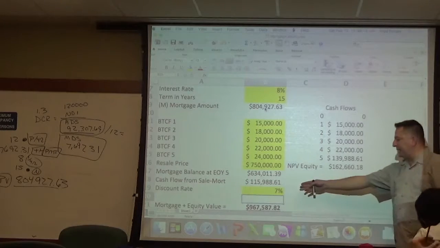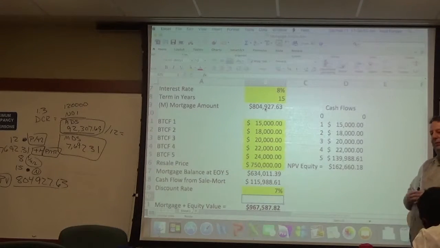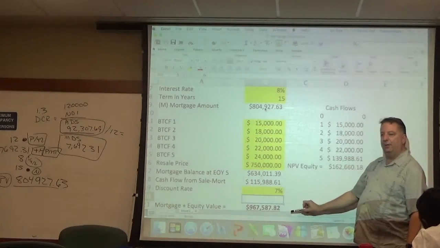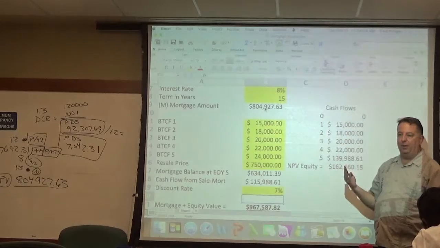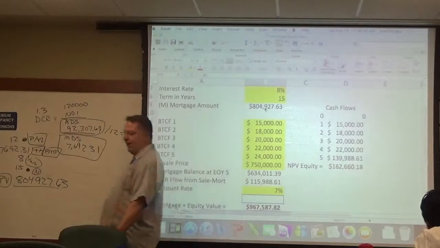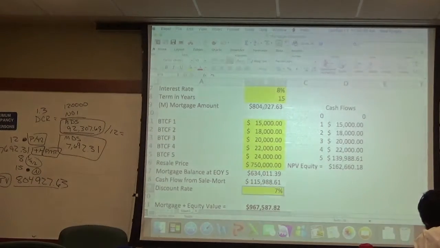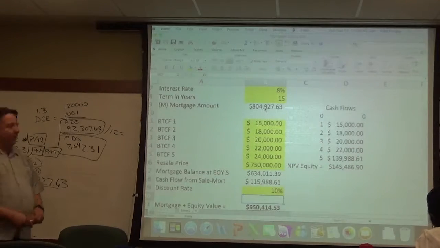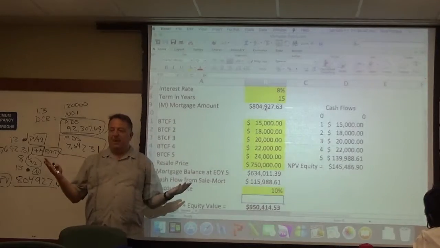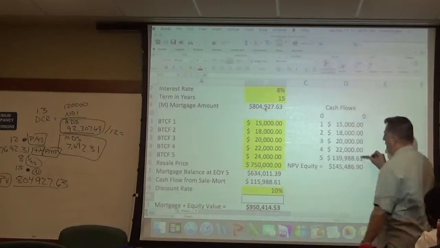So in essence, you can think of this as a cap rate to a certain extent. But the difference here is that you've got a cost of debt of 8% and a cost of equity of 7%. Usually it's going to be reversed, and it could be much greater with the equity. For example, if we all of a sudden said our cost of equity is 10%, that doesn't change the mortgage amount at all, because all we're changing is what return we're requiring on our cash flows.